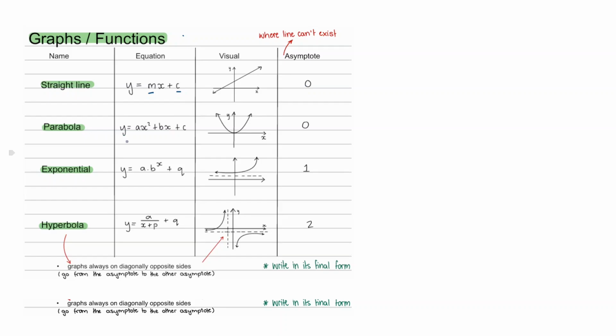The parabola is y equals ax squared plus bx plus c. And a parabola, you'll notice that it's a parabola because it's got a power of 2. And it will look like a sad or happy face. And it also doesn't have any asymptotes. So the c value, the number at the end for these first two, just represents your y-intercept.